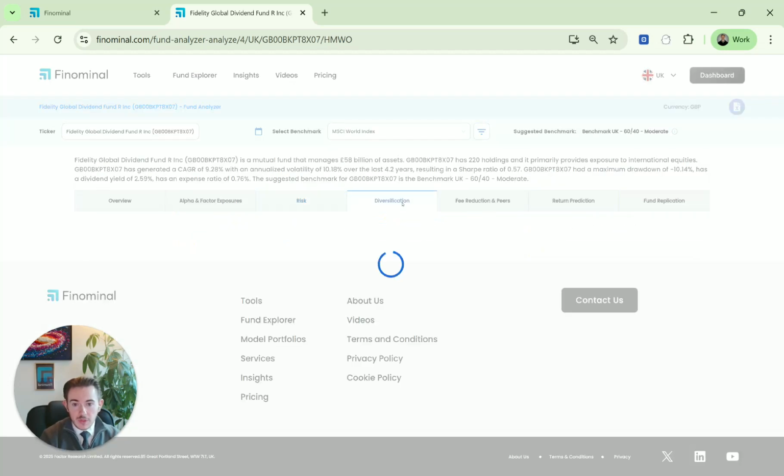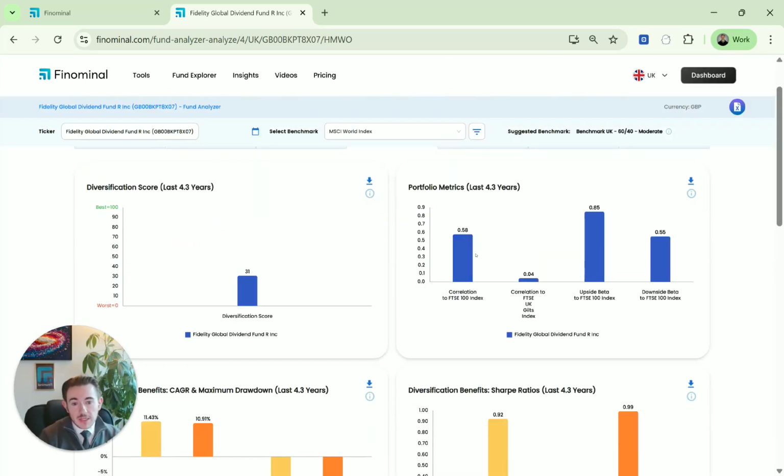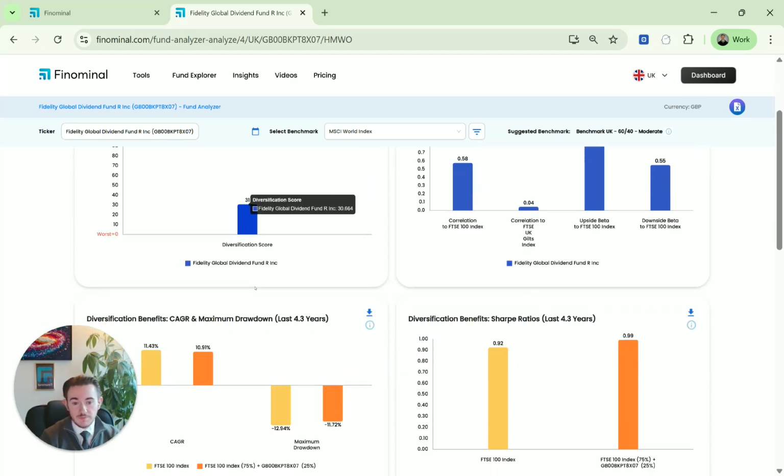Looking into diversification. So as we'd expect, correlation to the FTSE 100 is 58%, quite a low diversification score, 31, so mainly just equity driven.